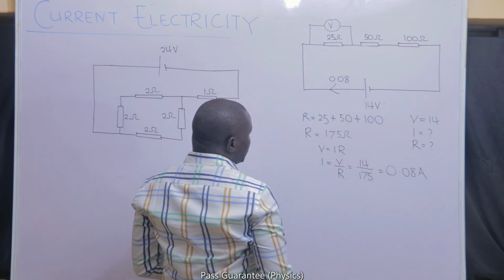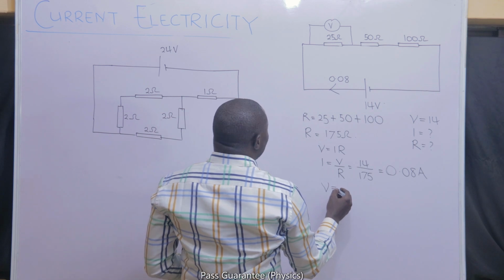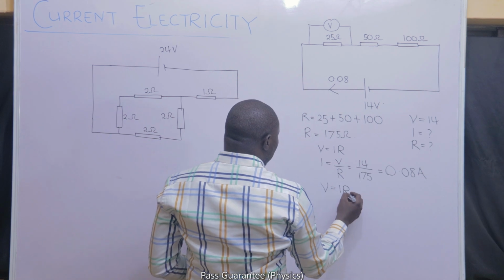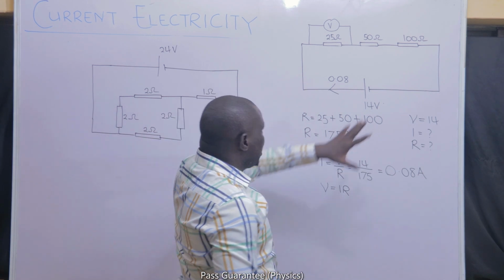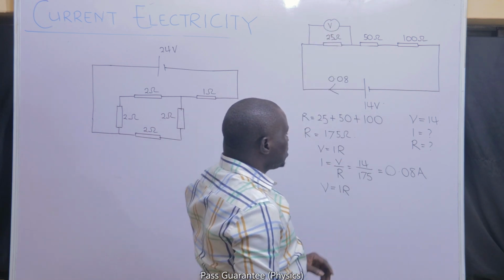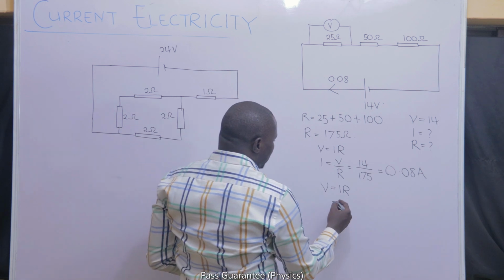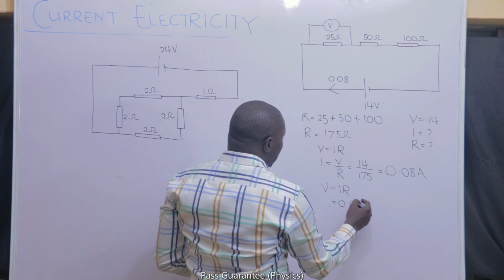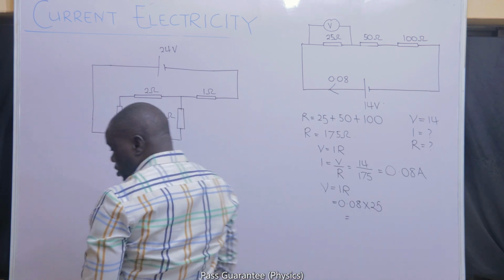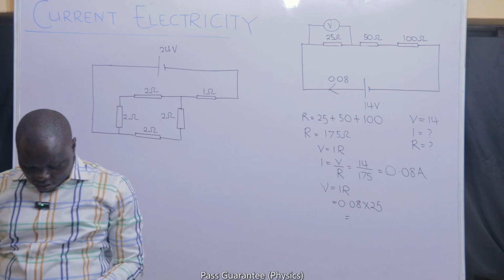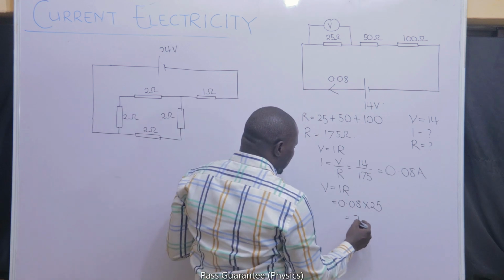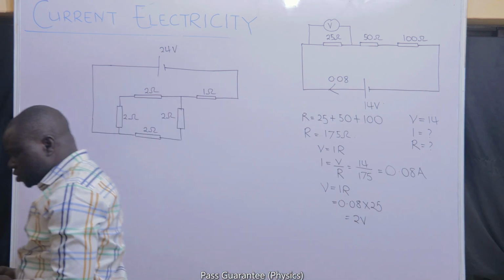That's the voltage across 25. I will just use V is equal to IR. I told you that V equals IR can be used for the general circuit. It can be used specifically again for one resistor. I want to use it for 25. Since the question is set for 25, my current is 0.08 and my resistance is 25. If I multiply the two, I have 0.08 times 25. That is 2 volts. It means the voltage across the 25 ohms resistor is 2 volts.